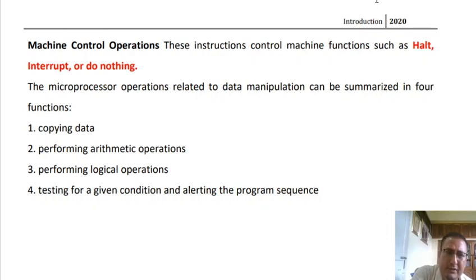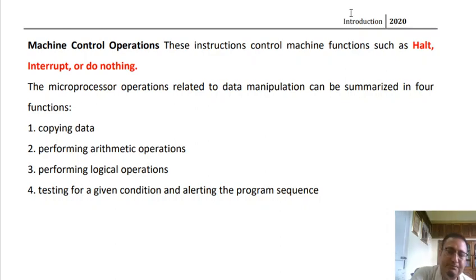Now, the microprocessor operations related to data manipulation can be summarized into 4 functions: copying of data, arithmetic operation, logical operation, testing a given condition, and altering the program sequence. So till now, what we have learned is what an instruction is. We've learned what an instruction set is. We have learned the various functional categories under which the instructions defined for a microprocessor can be classified.